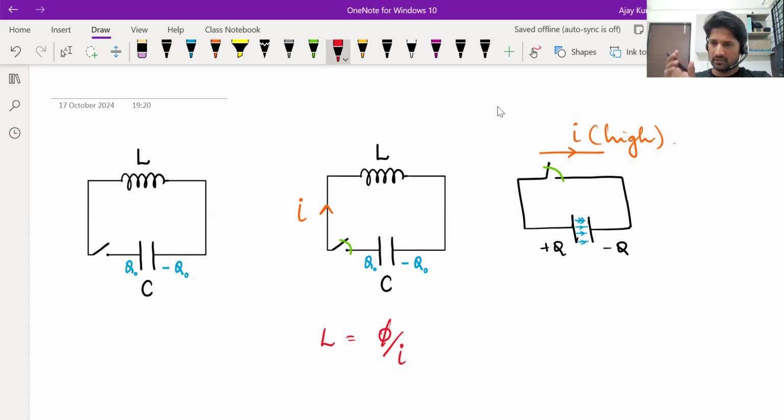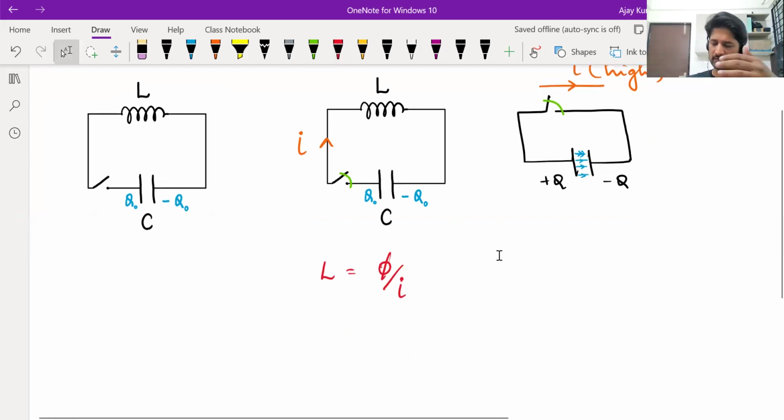Fine. So if you directly connect the plates of a charged capacitor, they'll discharge immediately, producing a high amount of current, usually leading to a spark. But if you connect the plates of a capacitor through an inductor, it won't allow the current to increase suddenly, so the charge will gradually decrease. Fine.